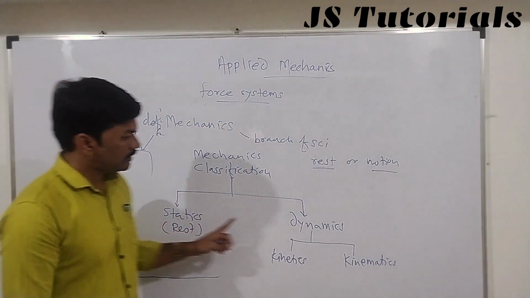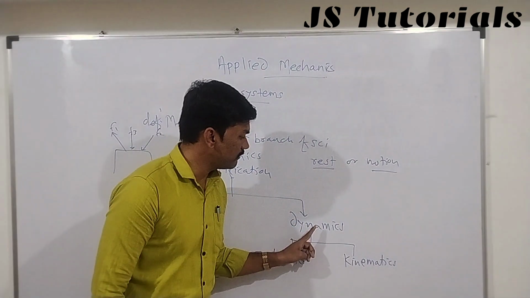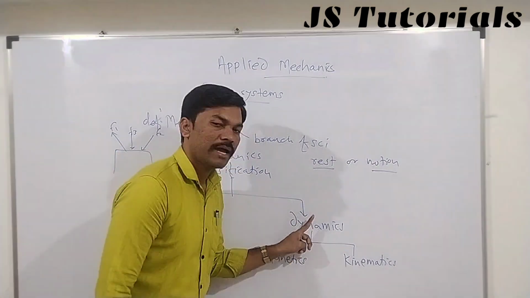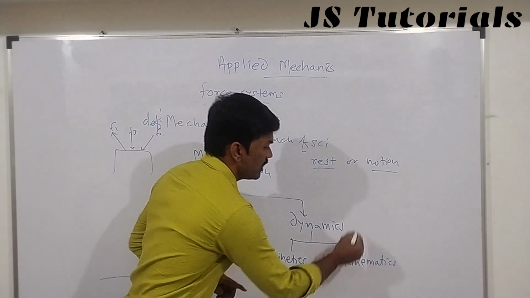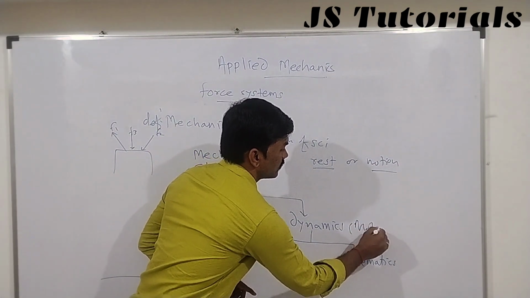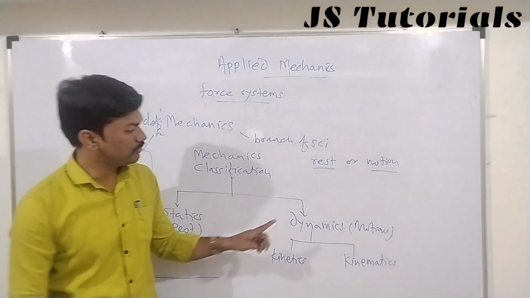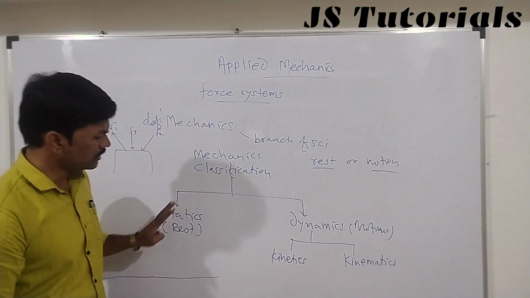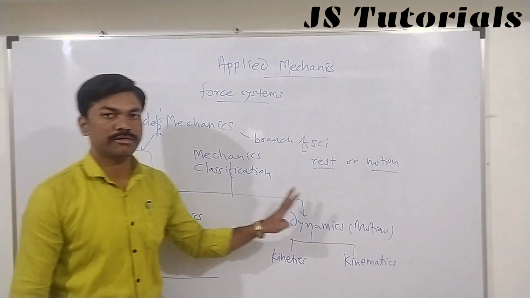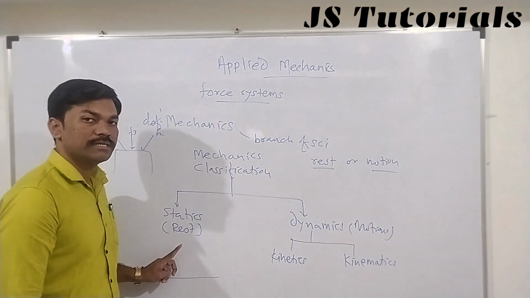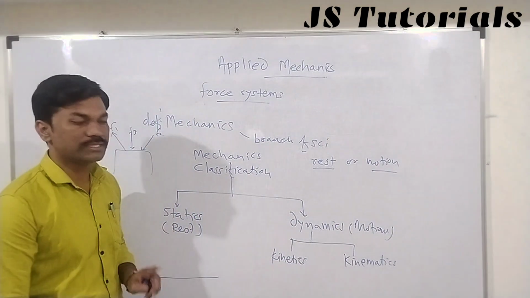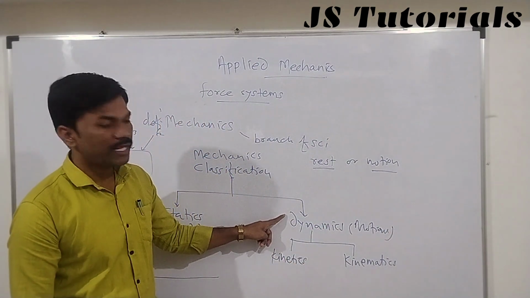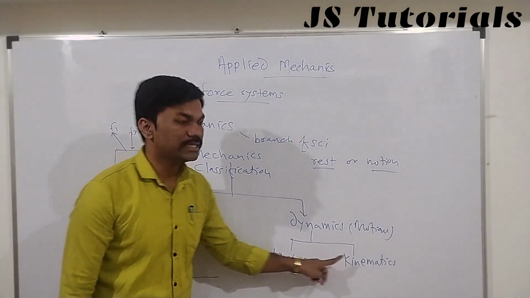Next, dynamics. Dynamics can be defined as: dynamics is the branch of mechanics which deals with the study of action of forces on bodies in motion. So the word to be remembered for the dynamics concept is motion. Statics and dynamics can both be defined like that. For statics, remember the word rest, and for dynamics, remember the word motion. Now dynamics is again divided into two types, kinetics and kinematics.